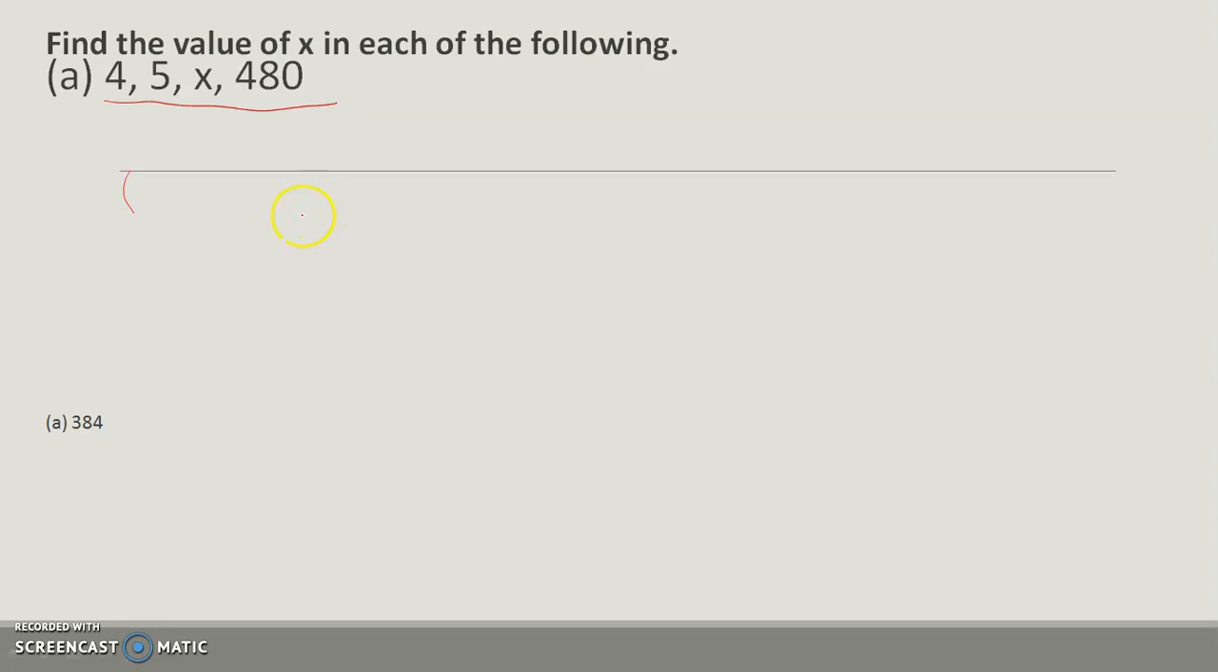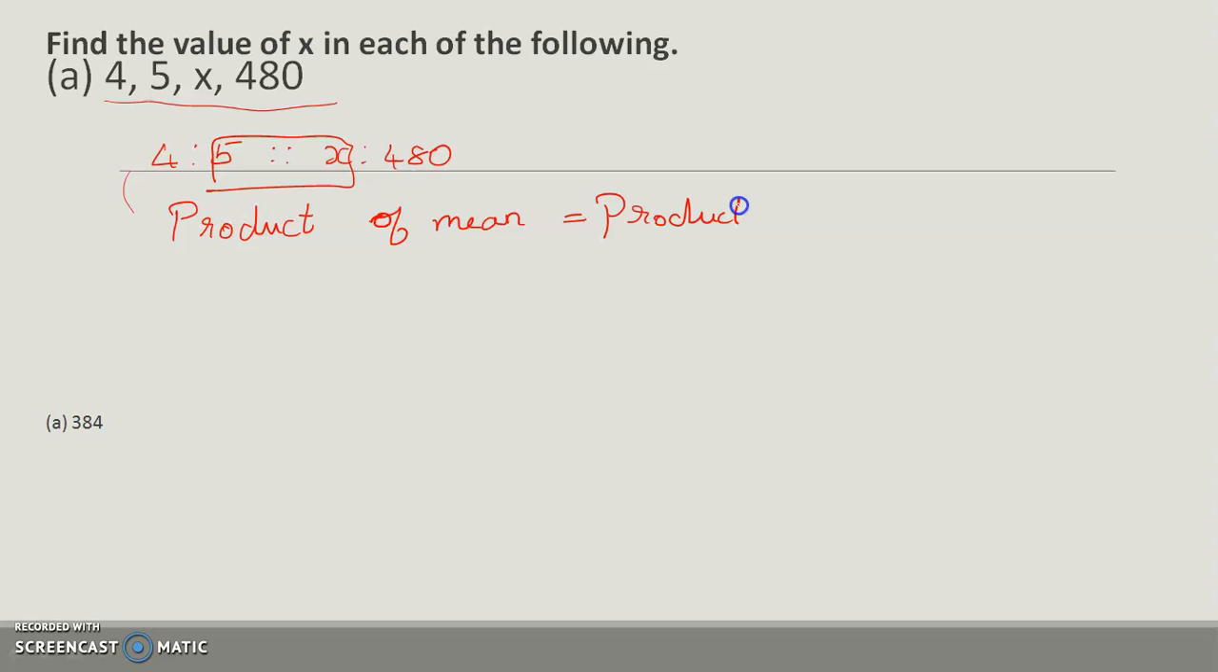In the next question, they have said that these things are in proportion. You have to find the value of x. Here I can say 4 is to 5 proportional to x is to 480. Product of means is equal to product of extremes. Whenever they talk about proportional, immediately these statements should come to your mind: product of means is equal to product of extremes. Okay, what are the means now?